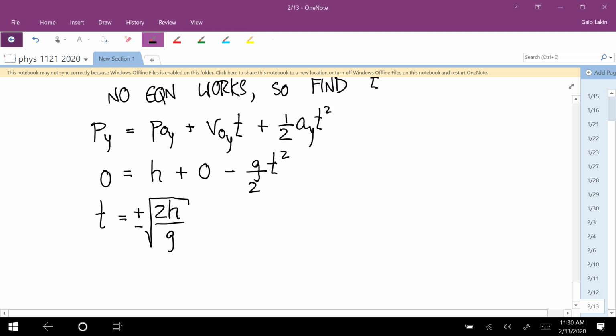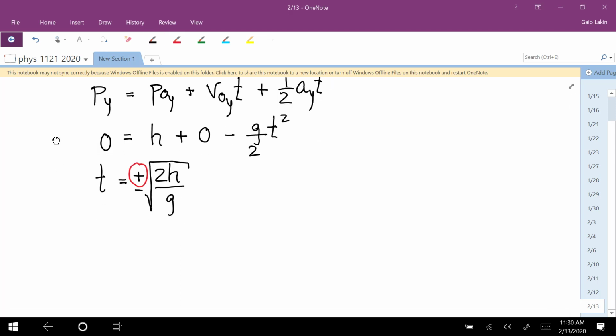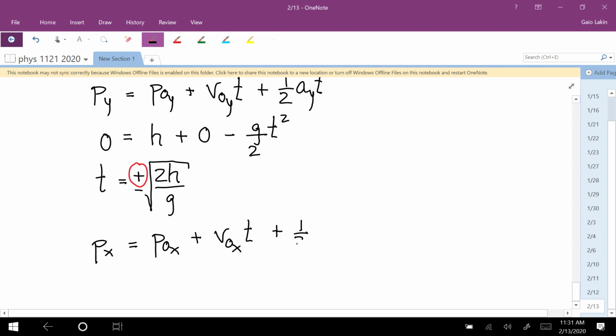Which one of these do we want? We want the plus because it's time. And now we can plug that into the x position equation. So the x position equation says px is equal to p0x plus v0x t plus 1/2 ax t squared.